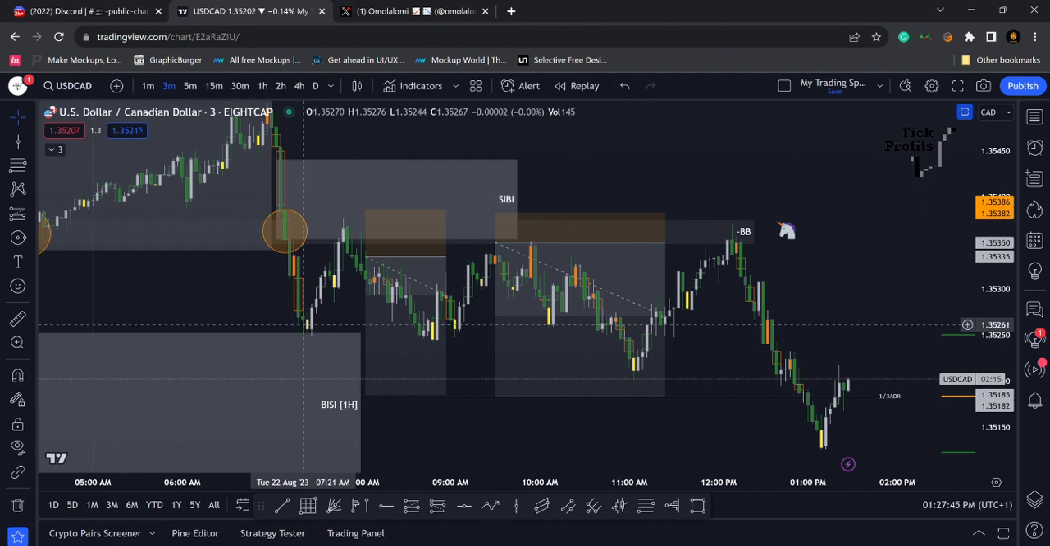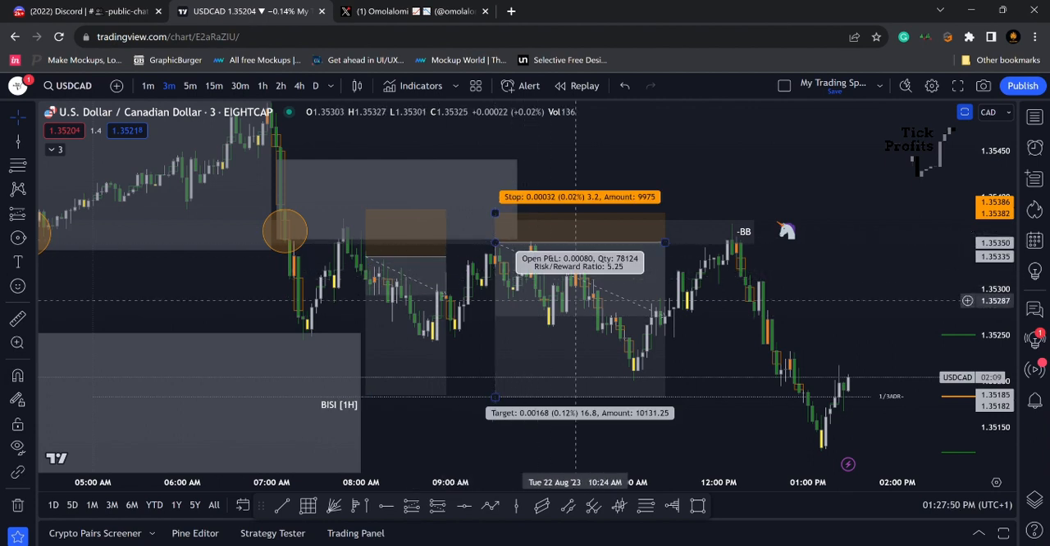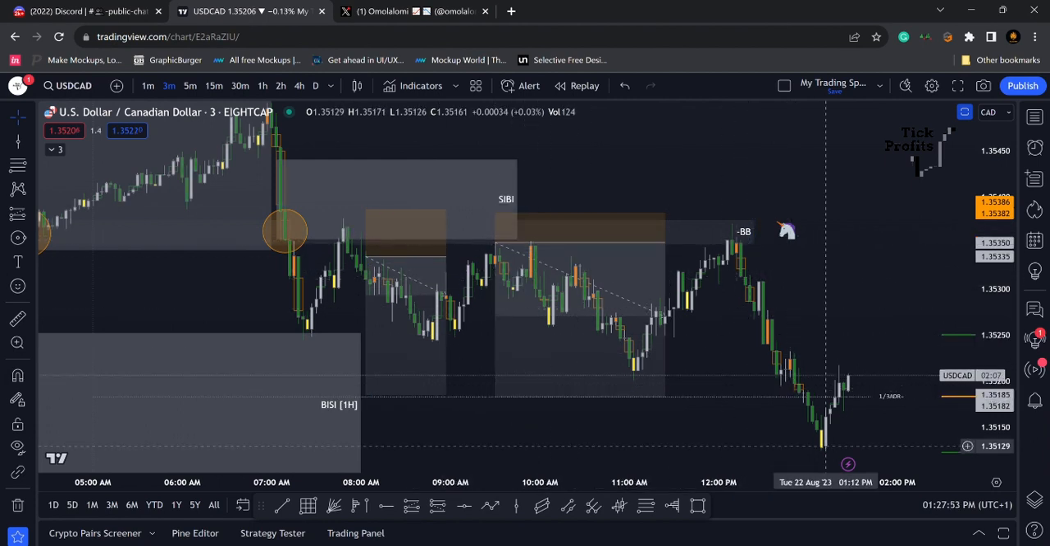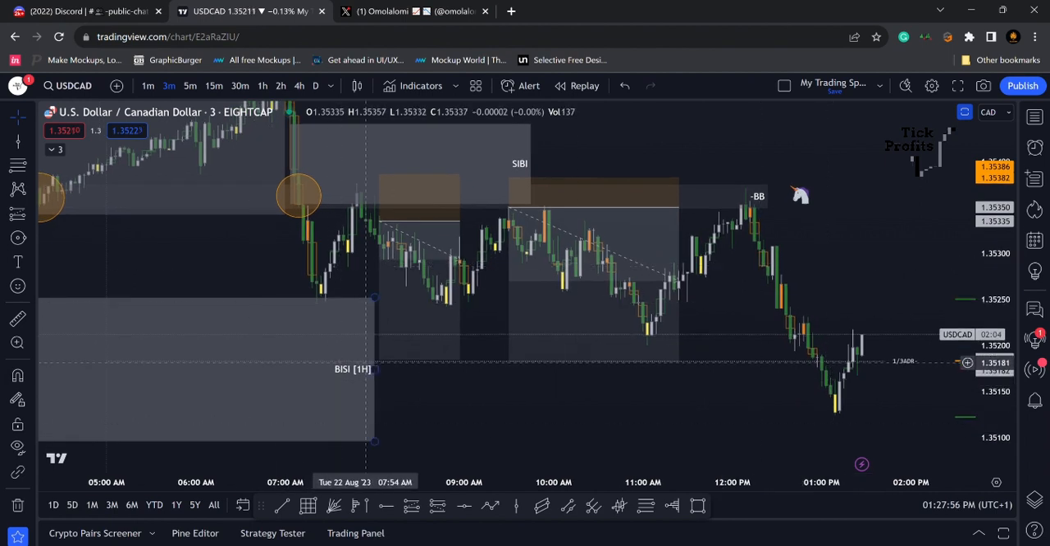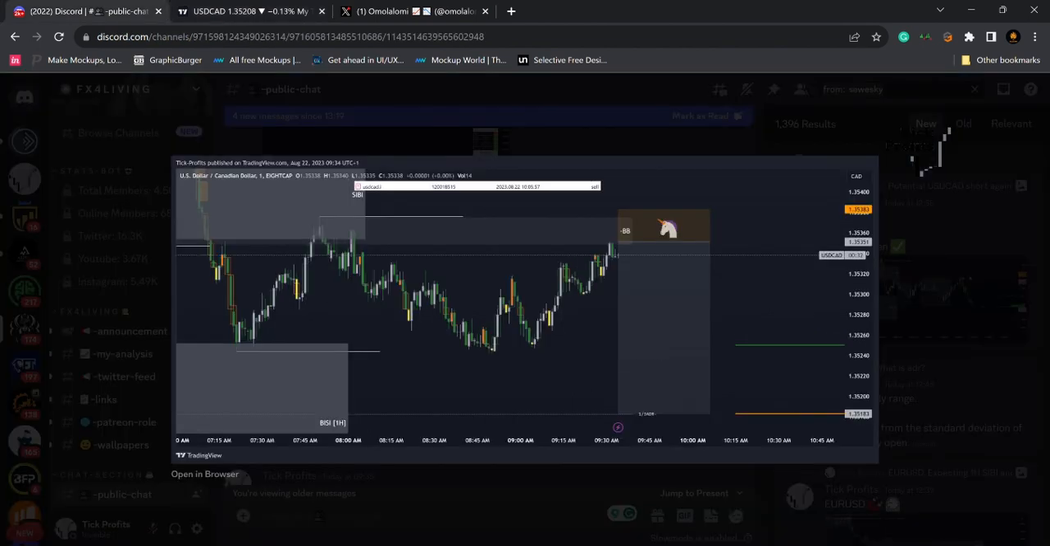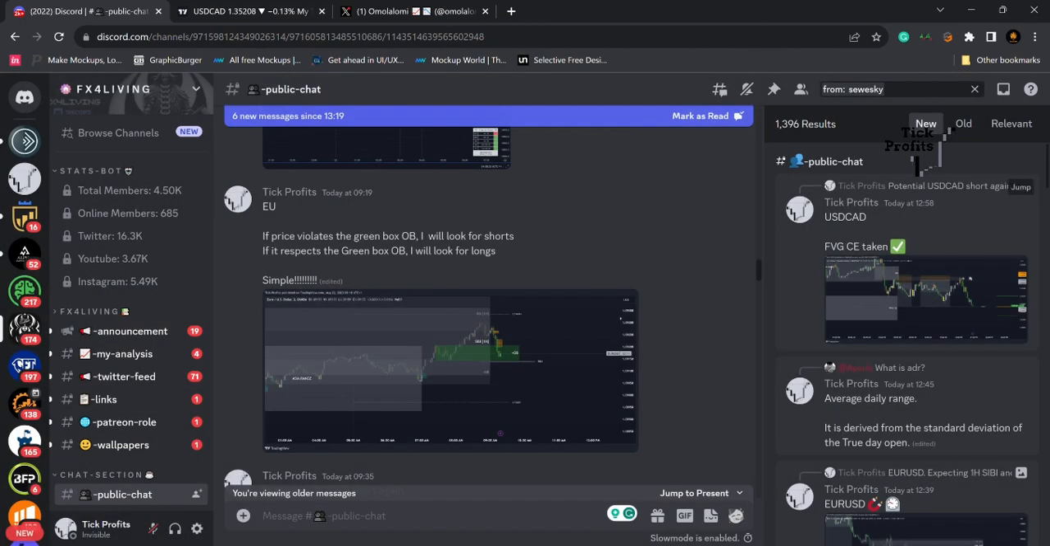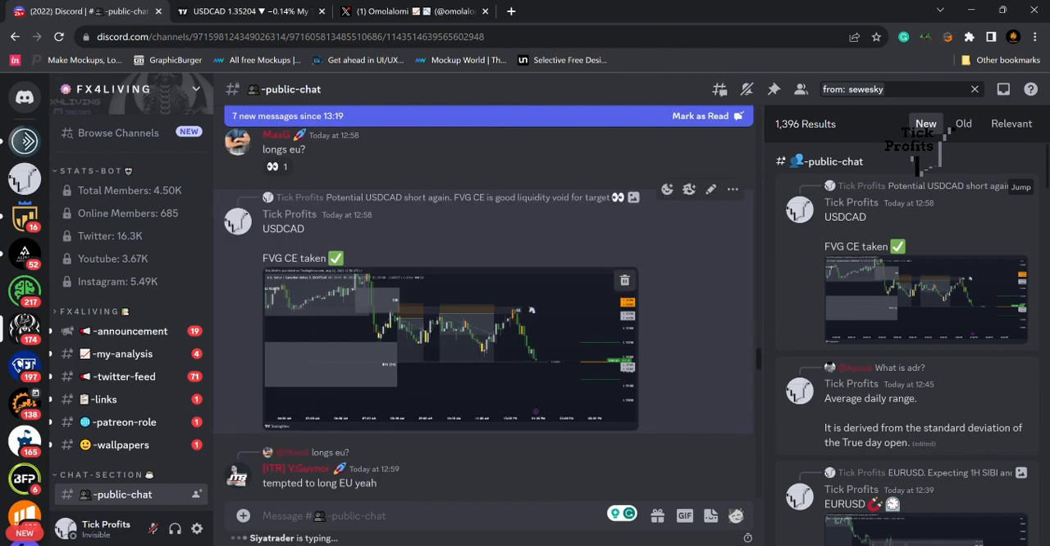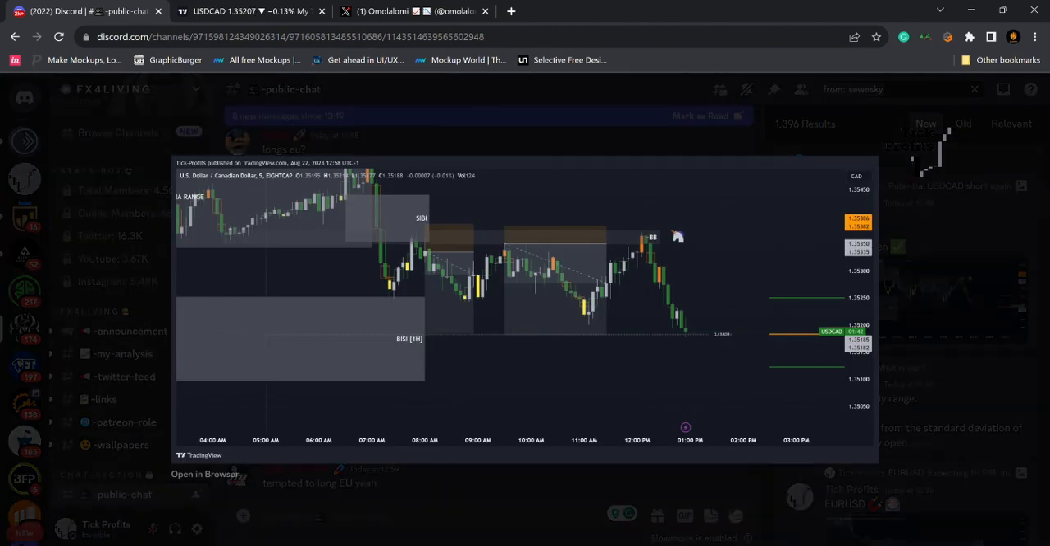So you can see that price continues to go up into the unicorn, continues to dump, goes up, continues to dump, goes up, continues to dump, until it got to our target, which is the consequent encroachment of this bullish fair value gap. That was our target, and you can see that the FVG consequent encroachment has been taken.